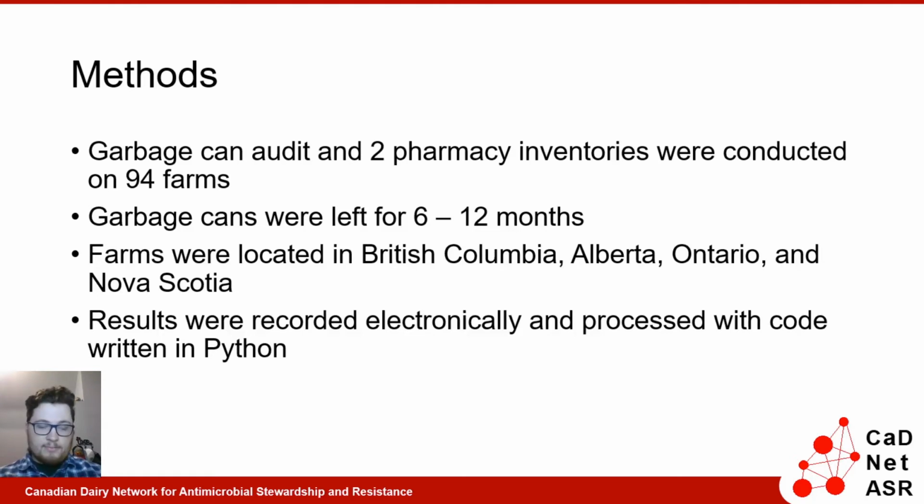So 94 farms are included. The intention was to leave the garbage cans for 6 months, but this was done in 2020, and many times this needed to be delayed. The farms are located in the Fraser Valley, British Columbia, southeast Calgary in Alberta, London, Middlesex in Ontario, and throughout much of Nova Scotia. The results were recorded electronically on an iPad, and the data was stored on a cloud data service, and then they're processed through a Python code that I wrote.